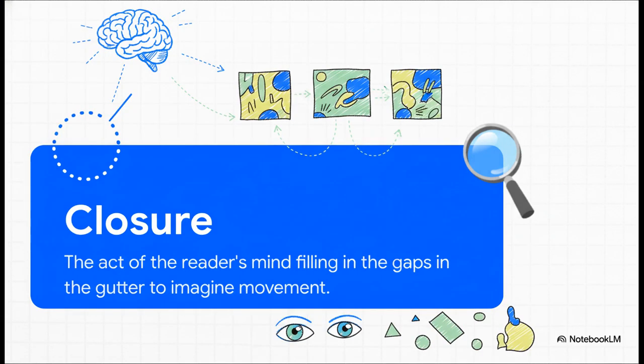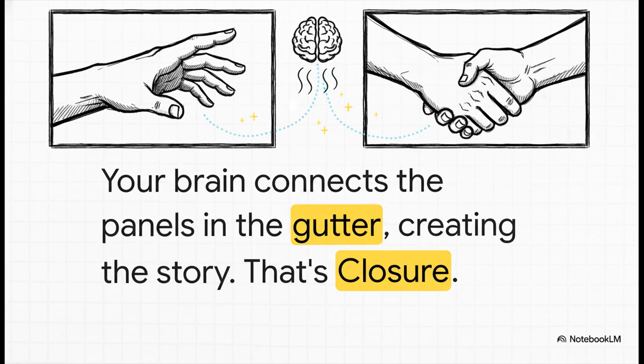And that brings us to closure. Closure is the work your brain does in the gutter. It's that mental leap you take to connect the dots between 2 separate images, turning them into one smooth story. It's what makes you a co-creator here. This is a perfect, simple example. Panel 1, a hand reaches. Panel 2, 2 hands are holding. Your brain automatically filled in the action that happened in that little white space. That's closure. You just participated in telling the story.